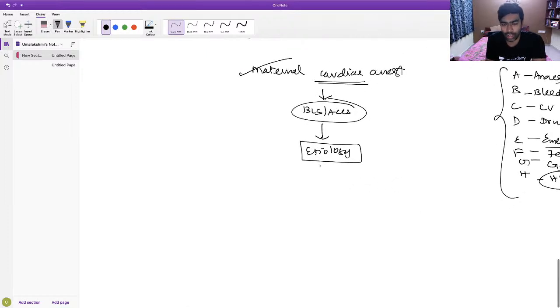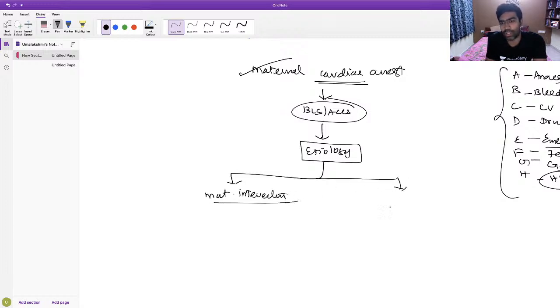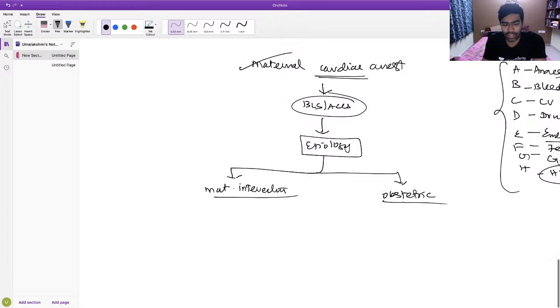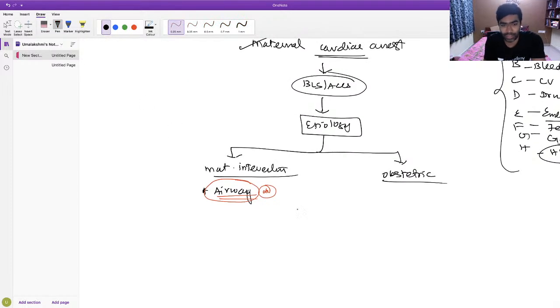Once you know the etiology, or even if you don't know the etiology, doesn't matter, you need to go for some maternal interventions, and at the same time some obstetric interventions as well. As far as maternal intervention is concerned, airway is considered a little more important, even though chest compressions are more important compared to non-pregnant adults. Airway is relatively more important in mothers compared to other non-pregnant individuals. Similarly, try to give 100% oxygen, and try to avoid overventilation.